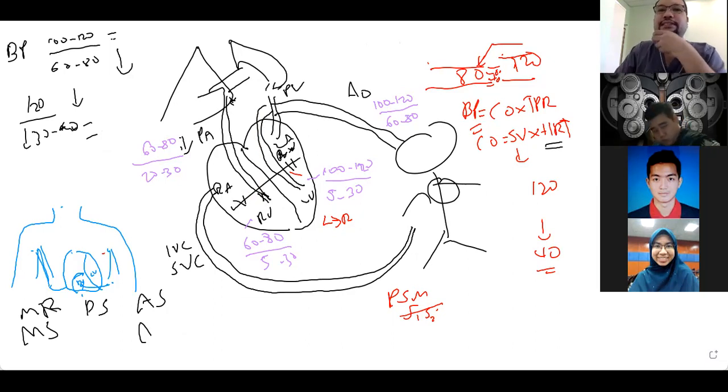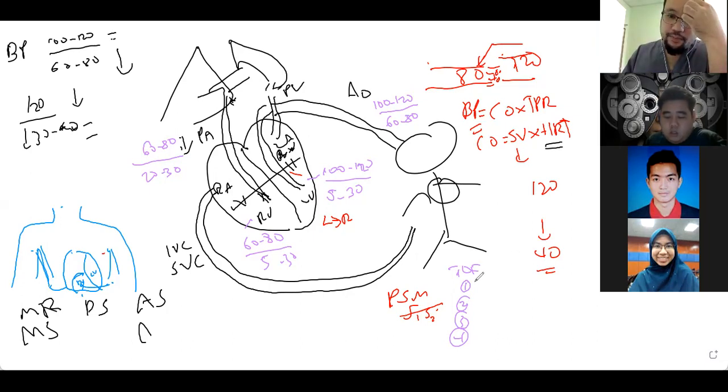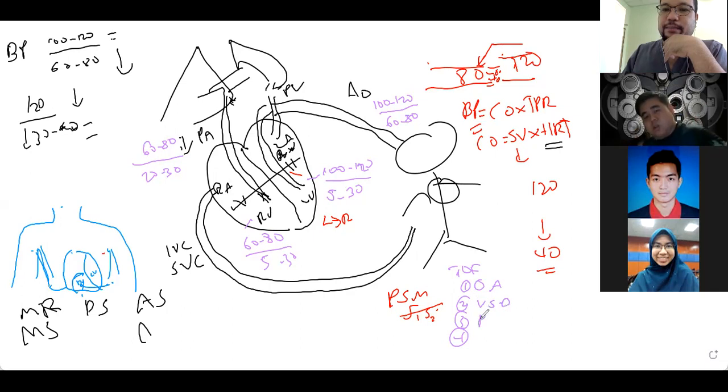What is TOF? Tetralogy of Fallot. What are they? Overriding of aorta. So the first is overriding of aorta. What else? VSD. What else? PS. What else? Right ventricular hypertrophy. So this is tetralogy of Fallot. It must be only four. If more than that, it is not tetralogy of Fallot.